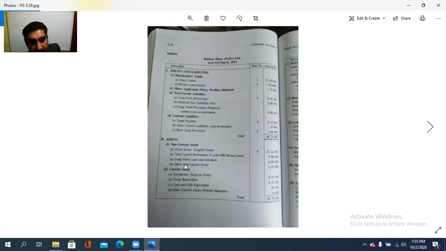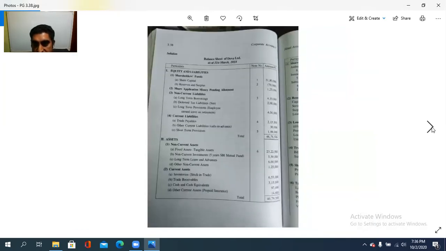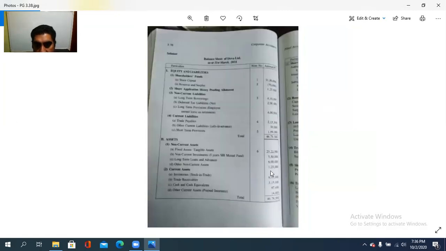Then another item, long-term loans and advances, that is 6 lakh. Long-term loans and advances, that is directly given in the question, that is 6 lakh. And other non-current asset is 1,25,000. Other non-current asset is 1,25,000. So non-current asset finished.